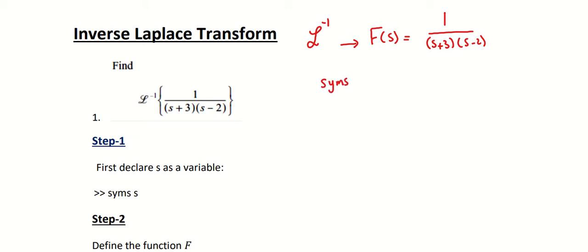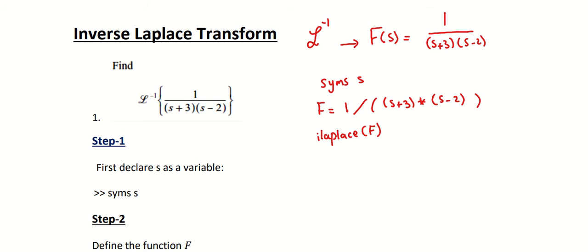SYMS space S because the variable is S. Then we define it by F capital is equal to, here we have the numerator 1 divided by the denominator. In the denominator we have a bracket S plus 3, then multiply by S minus 2. Then enter. After that we will write ILaplace. So we use the ILaplace of F capital, so be careful about the F capital. We use Laplace if we want to find Laplace, but if you want to find Laplace inverse, we will write ILaplace of F.